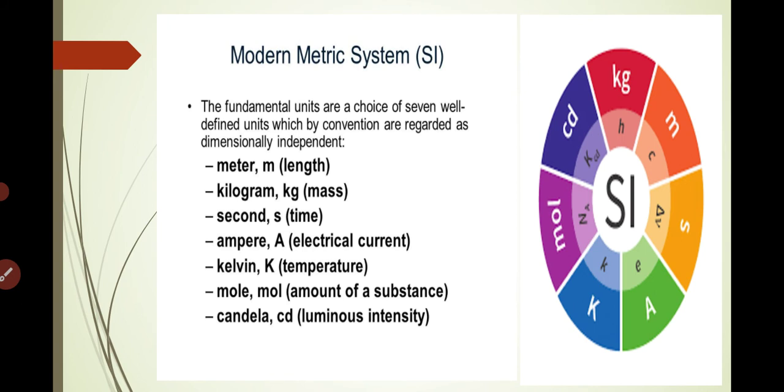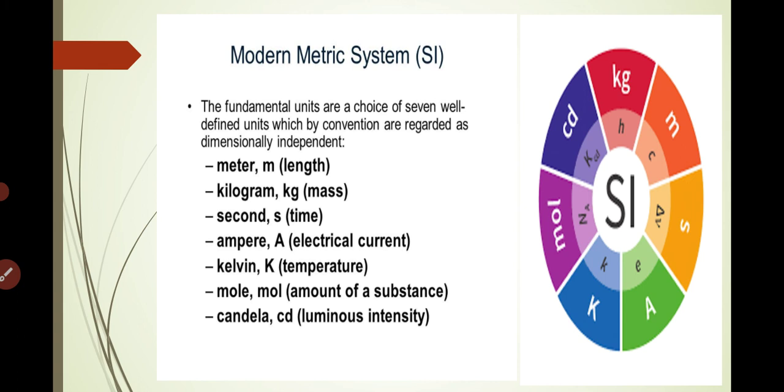Modern metric system, which is the SI unit. The fundamental units are a choice of 7 well-defined units, which by convention are regarded as dimensionally independent. In the SI system, there are 7 base units for 7 kinds of measurements. The first one is meter. The symbol of meter is small m, and the kind of measurement is length.